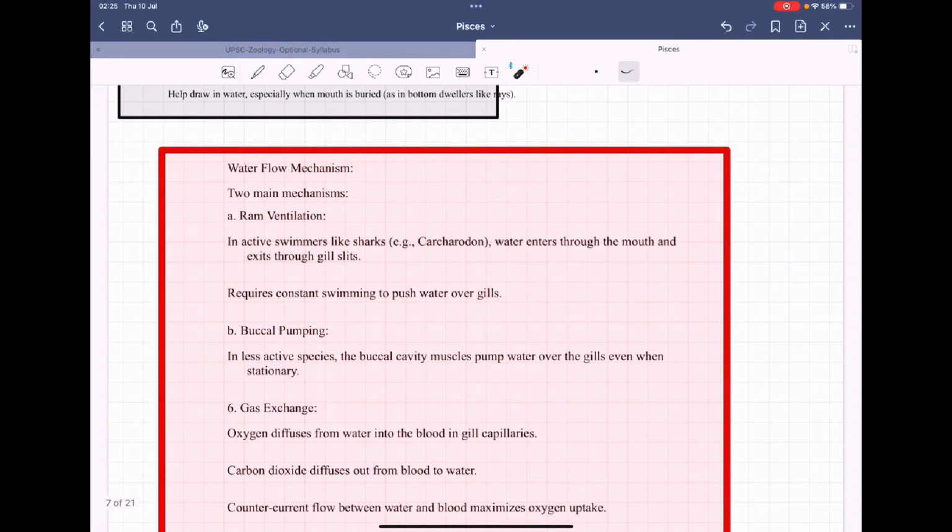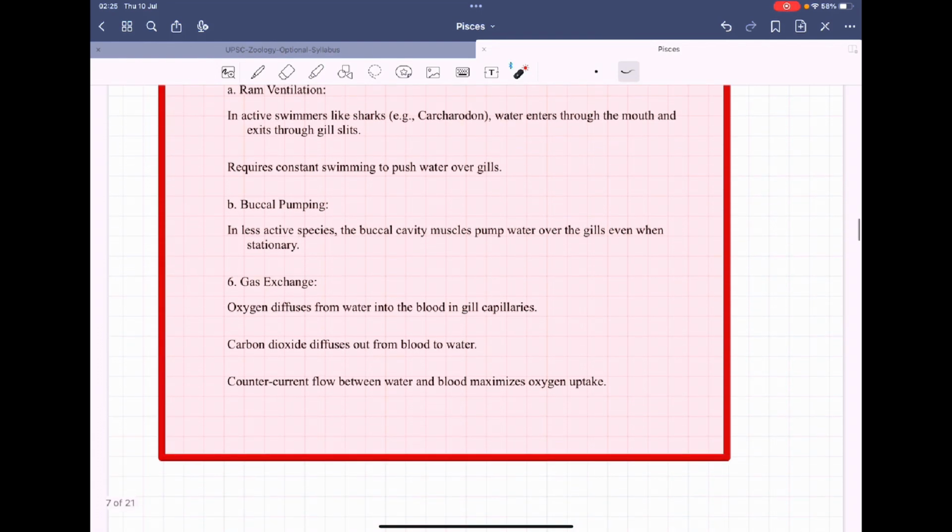And second is buccal pumping. In buccal pumping, the buccal cavity pumps the water over the gills even when the animal is stationary, and it is used in less active species. Ram ventilation is the major type of ventilation, and you will see that the sharks and the chondrichthyes are continuously moving in water. The reason is they need a continuous flow of water over the gills.